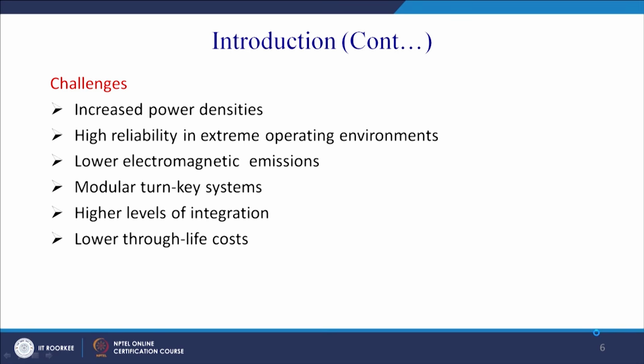Now, what are the challenges? The challenge is that we have to take a device which can handle more power in less volume. So, we talk about power densities. We want megawatt level power handling capability per cc, and also high reliability in extreme environmental conditions. We should see that a power electronics device is usable, for example, in Siberia or sub-Saharan Africa.